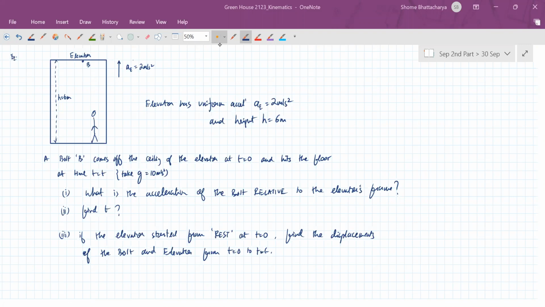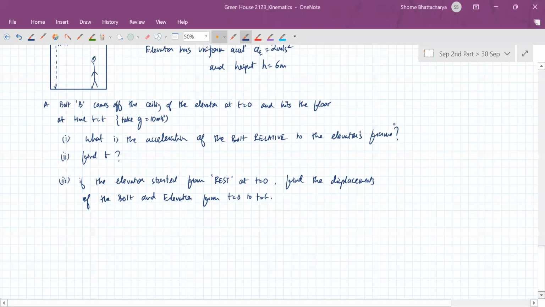Yes, very good, Vineet. That's correct. Siddharth, your answer is also correct for both acceleration and time. Yes, Soham, it's correct. Only it's in meters per second square, right? Okay.